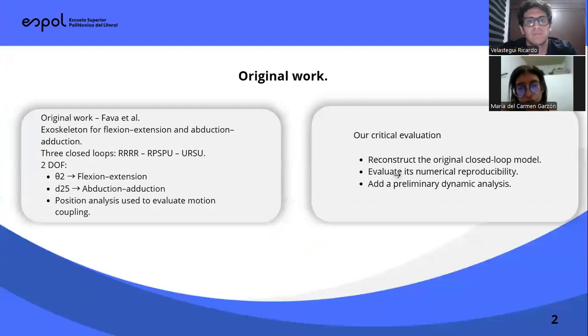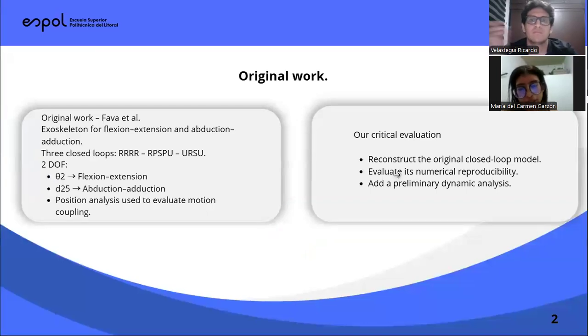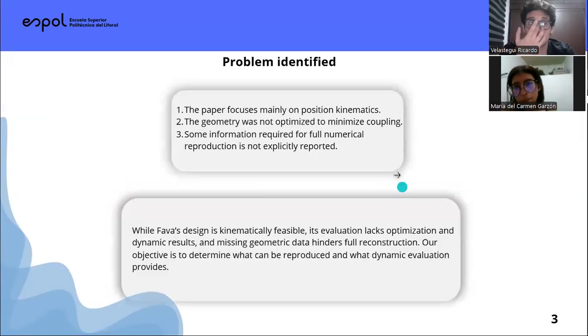FABA mechanisms consist of three closed loops, RRRR, RPSPU, and URSU, with 2 degrees of freedom, theta2 for flexion and extension, and D25 for abduction and adduction. Our work doesn't modify the mechanisms; we only reconstruct the original model, evaluate the reproducibility, and add a preliminary dynamic analysis. The problem is not that the FABA mechanism is incorrect, but that the work mainly focuses on kinematic analysis, and some information required for independent reconstruction is unavailable. Therefore, our objective is to evaluate the reproducibility of the model and explore the additional insight provided by a preliminary dynamic analysis.